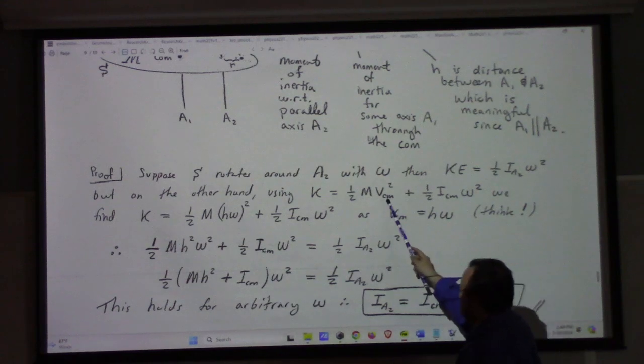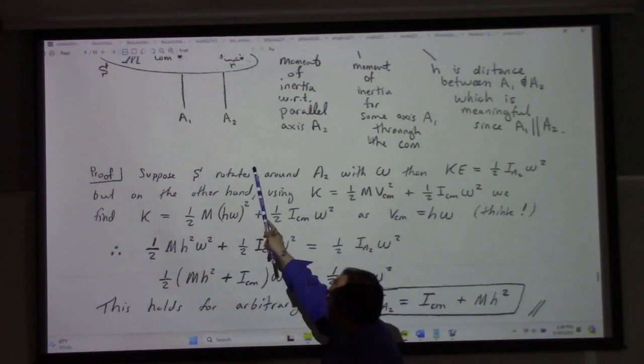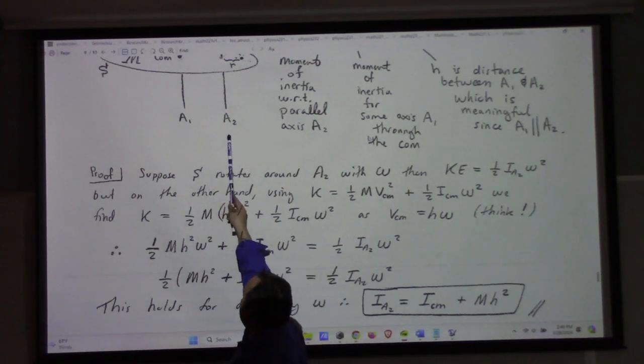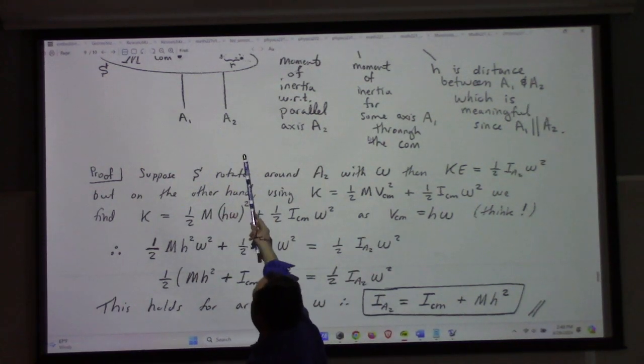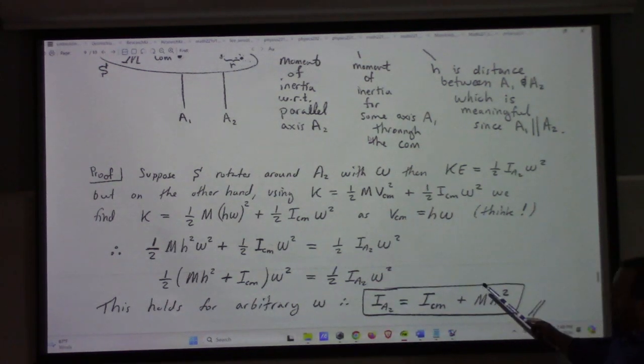If I look at that, the velocity of the center of mass is h omega because they're h apart, and if the body is rotating at speed omega, then v is h omega. And then you just do algebra and out pops this formula.